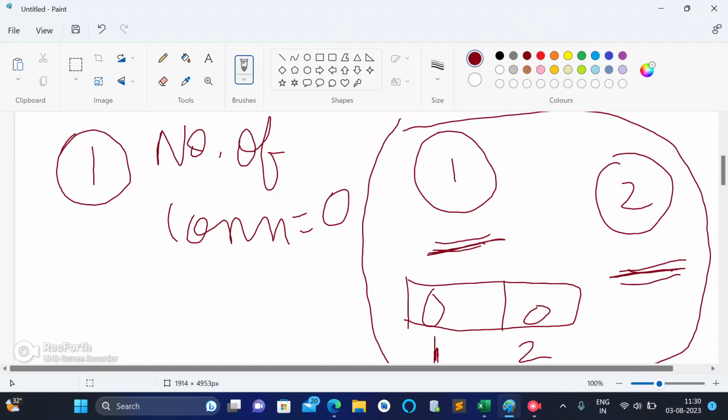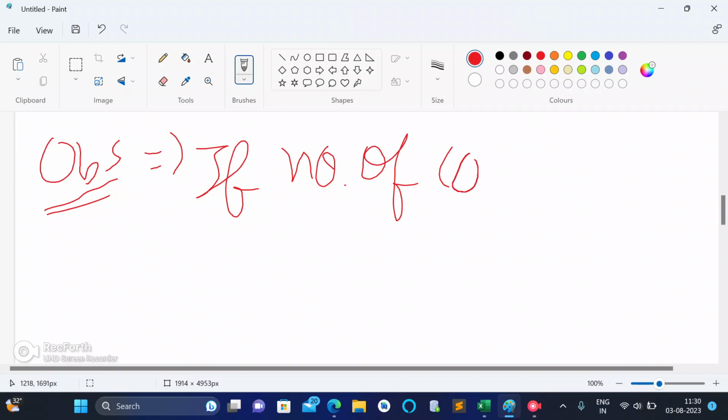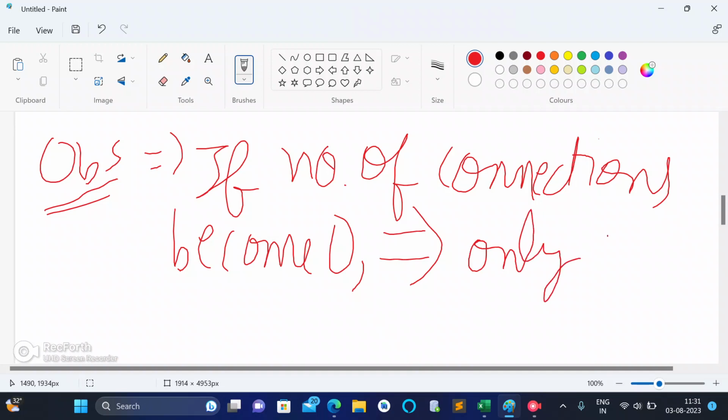So the number of connections can be 0 if and only if only one node is present. So this is an important observation. Let me write the observation. If the number of connections becomes 0, this implies only one node is present according to our question.